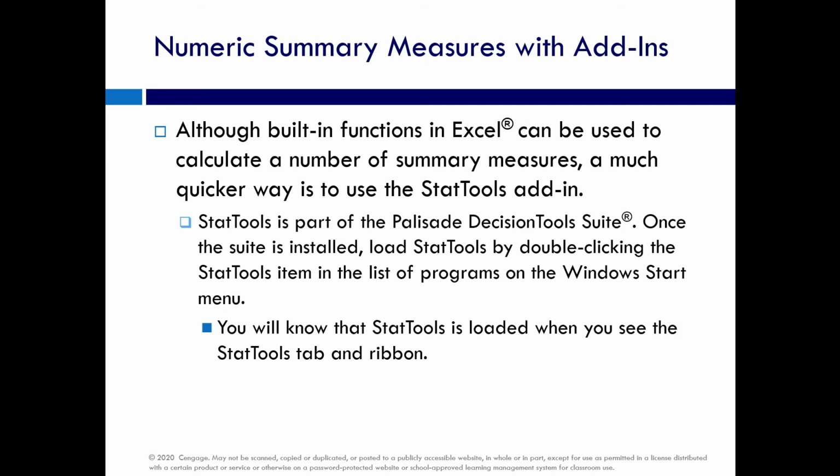Numeric summary measures, the add-in. Although built-in functions in Excel can be used to calculate a number of summary measures, a quicker way is to use the StatTools add-in. StatTools is part of the Palisade Decision Tools Suite. Once the suite is installed, load StatTools by double-clicking StatTools. You will know that StatTools is loaded when you see StatTools in the tab ribbon.